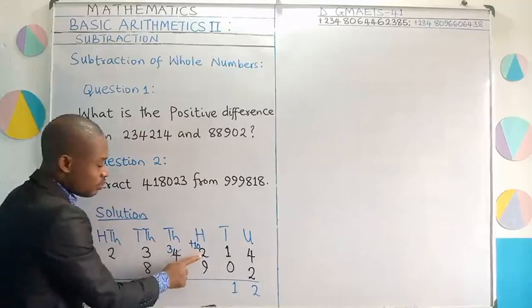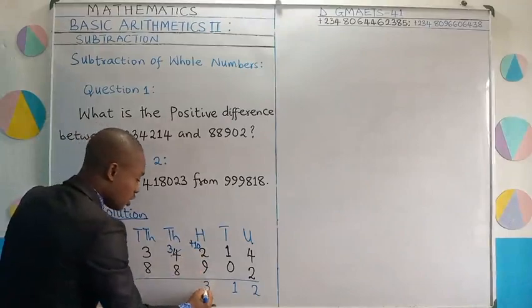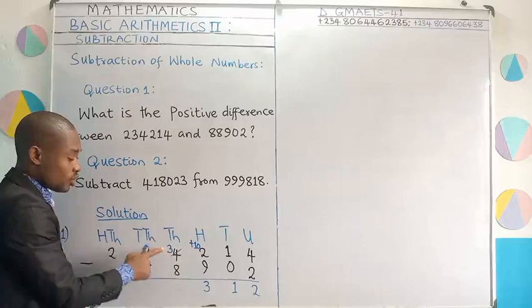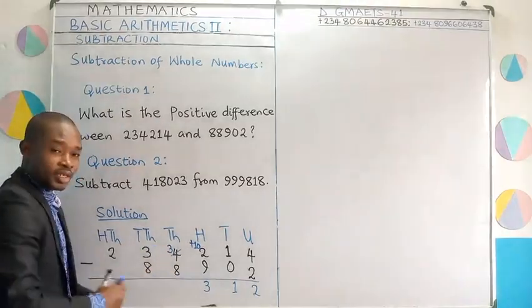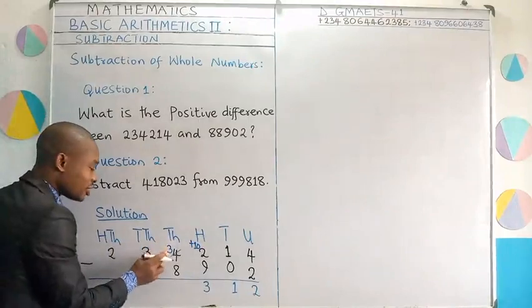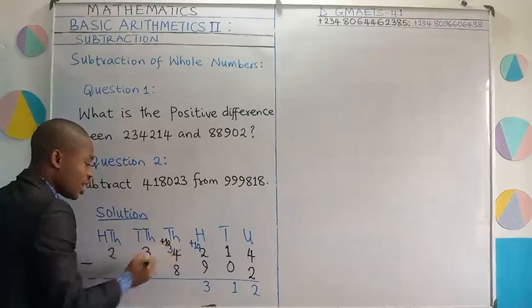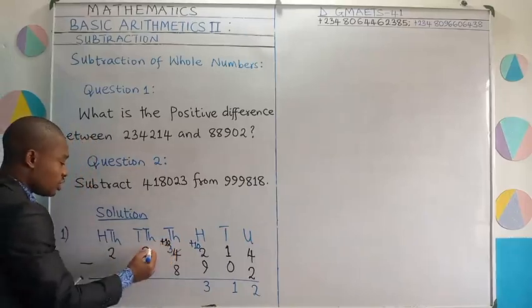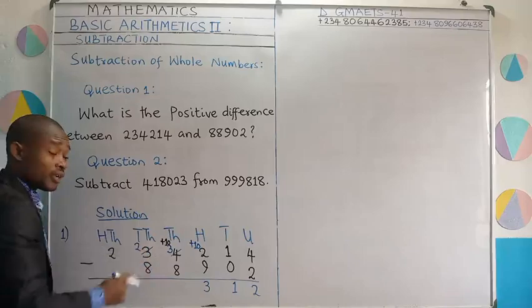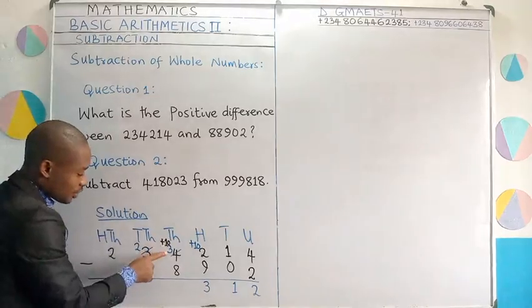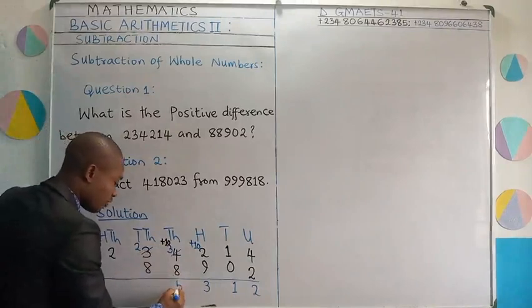Good. Now, 10 plus 2 is 12. 12 minus 9 is 3. So I'll record 3 here. Like I said, this will reduce by 1. So you get 3. Now 3 minus 8, again, is not possible. So what do you do? Add 10 to this 3. So I'll do plus 10. And of course, that will reduce these ten thousands place value from 3 to 2. Now, 10 plus 3 is 13. 13 minus 8 is 5. So you record 5 here.